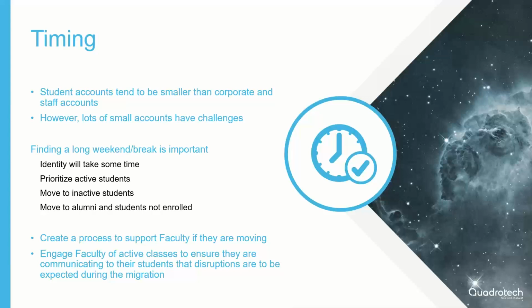As far as prioritizing your students, what we say to our customers is, if you have a priority that needs to be set, the order that we recommend is you prioritize your active students first. So whoever your active students are within your active semester or the upcoming semester, that's who you need to prioritize first to make sure they get moved over. Then you move over to your inactive students, and then your alumni and students that aren't currently enrolled in that semester.